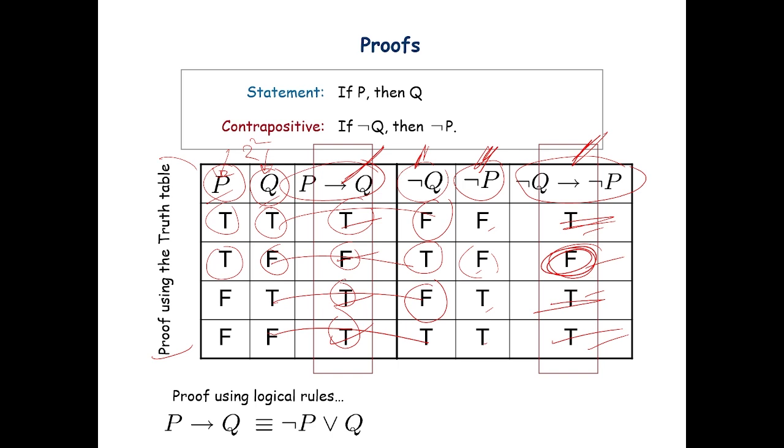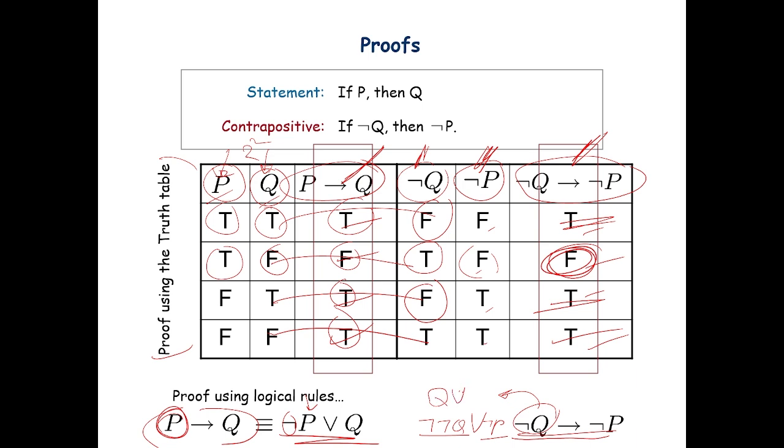Okay, what happened there? P implies Q is not P or Q. This can be written as, P implies Q can be written as not the first thing, the hypothesis, or Q. So this can be written as a logical statement like this, not Q implies not P becomes not not Q or not P, so this becomes Q or not P. So aren't these two the same? Yep, they're the same.